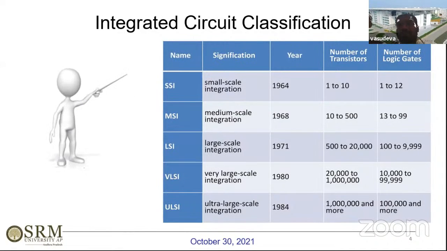In 1964, they started small scale integration, called SSI, where we are able to fabricate 1 to 10 transistors or 1 to 12 logic gates in a single monolithic IC. After that, they increased the number of ICs in a single monolithic chip in 1968. That is called medium scale integration. Later, it went to large scale integration, then very large scale integration, and finally ultra large scale integration in 1984, where we are able to fabricate billions of transistors in a single monolithic IC.